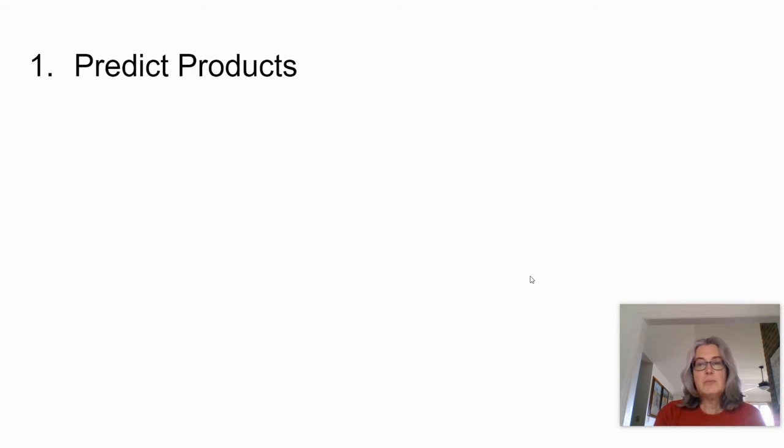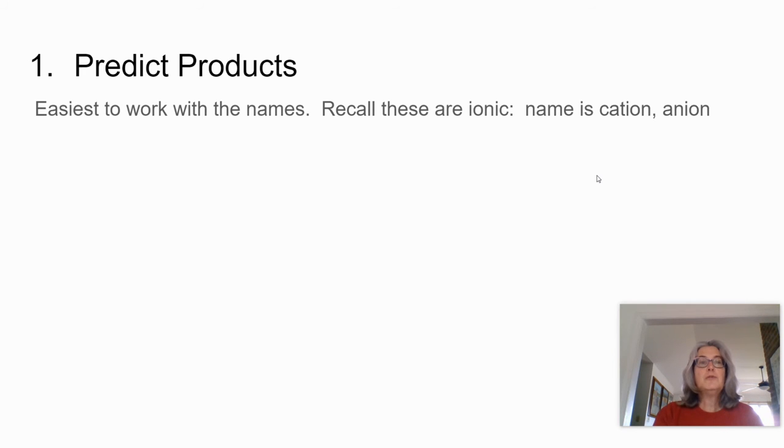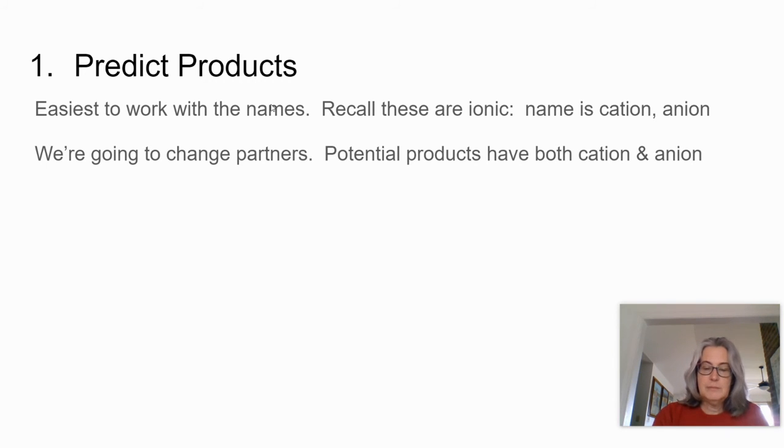So this is mostly putting together skills that you've already used, because we're going to predict products first, then we're going to use the solubility tables. So it's easiest to work with the names. Remember, these things are ionic. The name is cation, then anion. We're going to change partners. The potential products have both cation and anion. We always say the cation first.